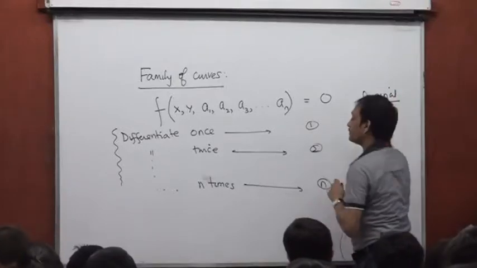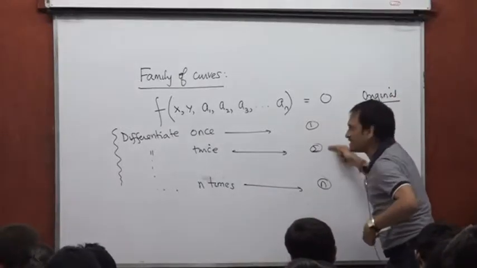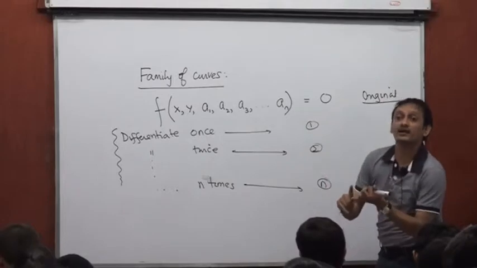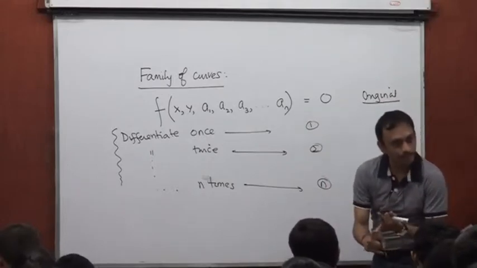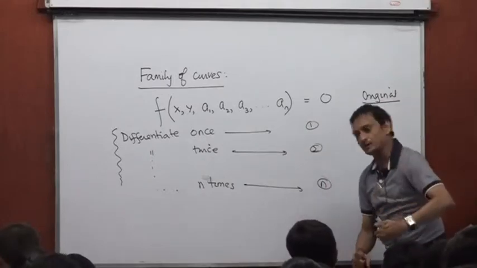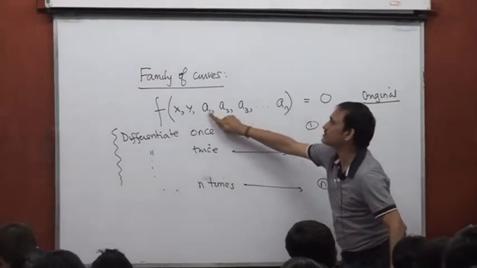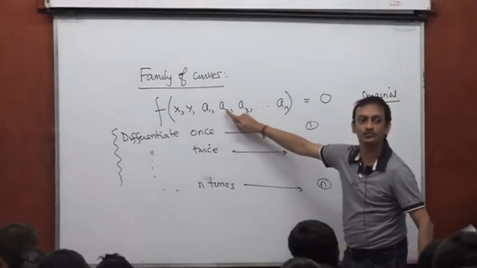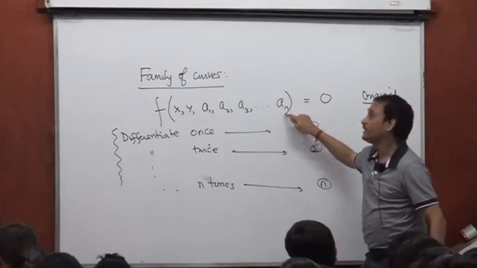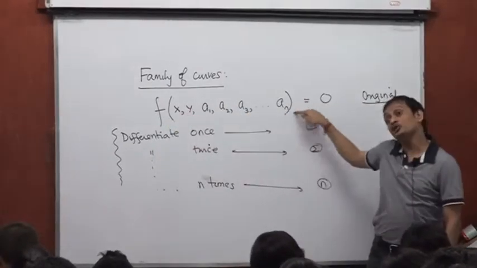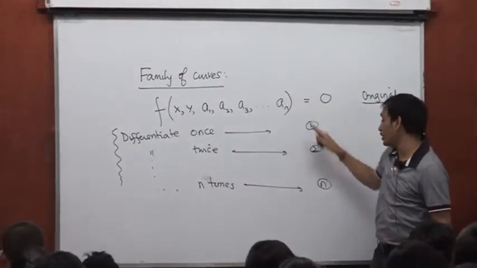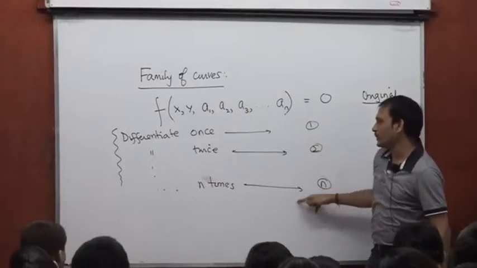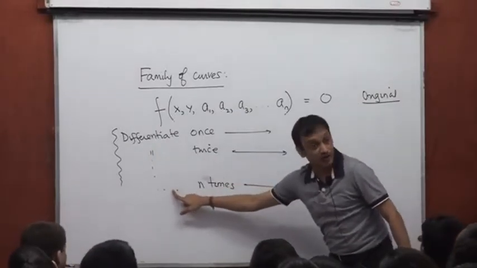Equation, right? From these n equations, you solve for a1, a2, a3, an, and once you have solved for a1, a2, a3, an, you plug into this original equation the value of a1, a2, a3, an, and you get an nth order differential equation. Why would it be nth order? Because in solving for a1, a2, an, the nth order derivative will also appear.